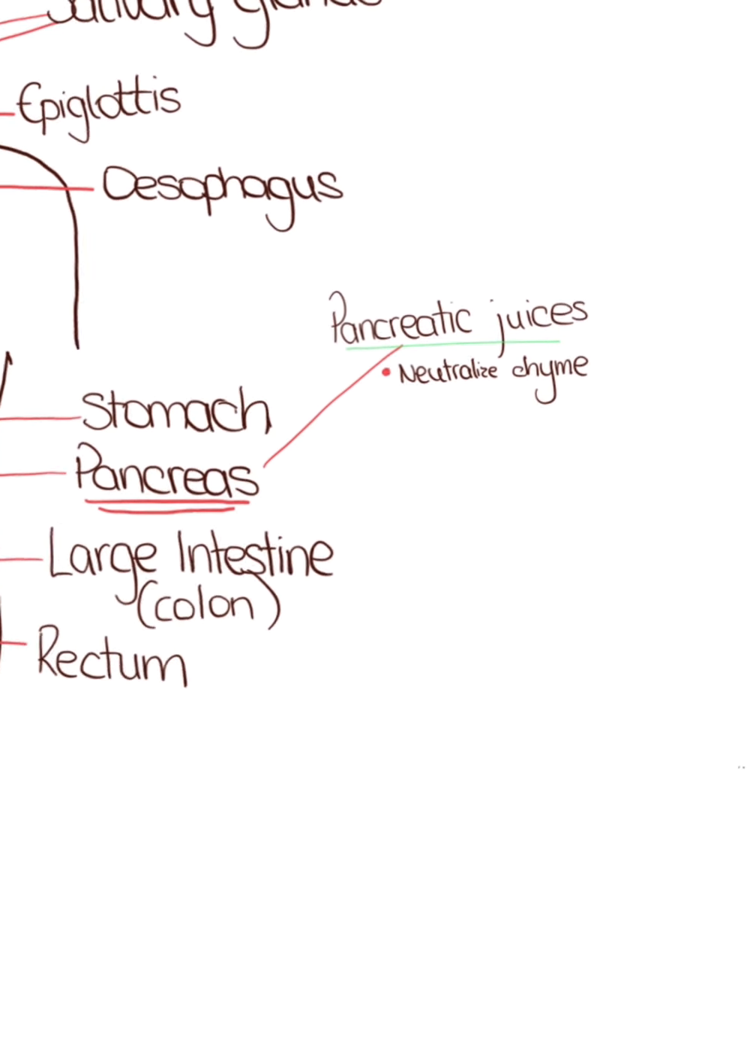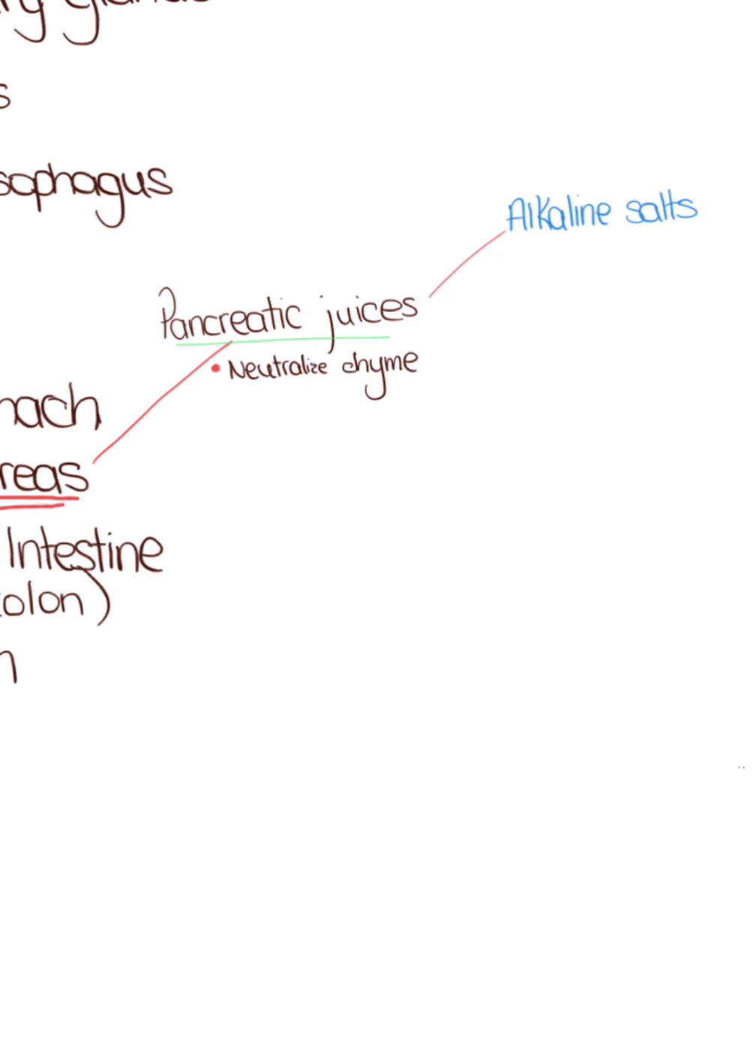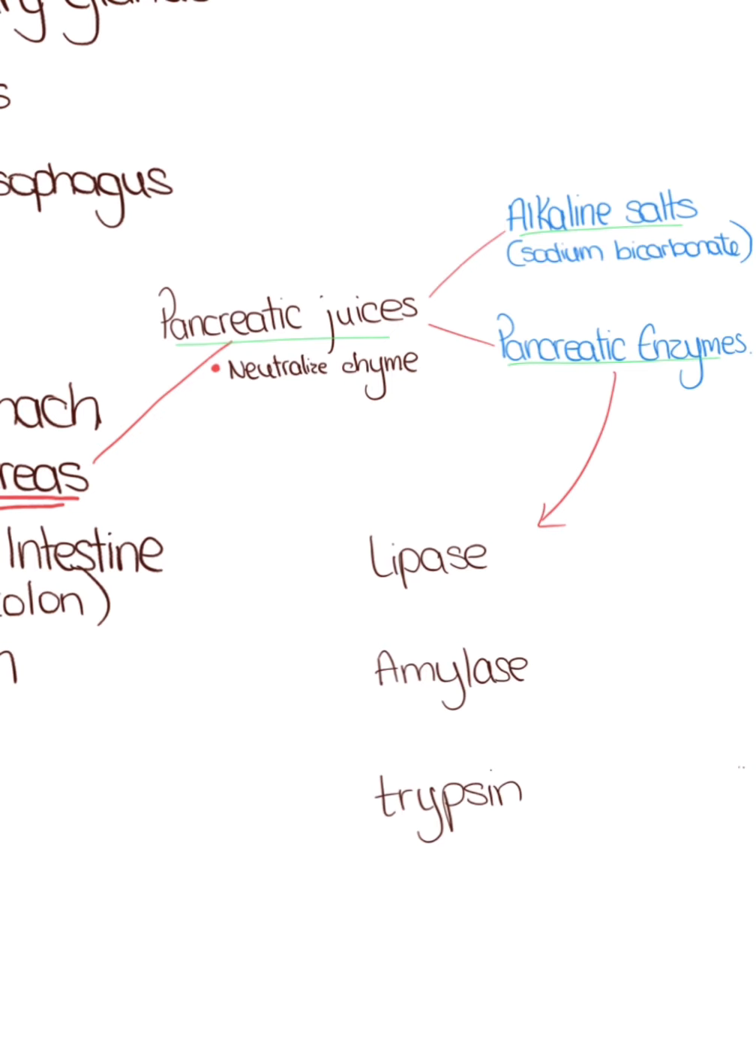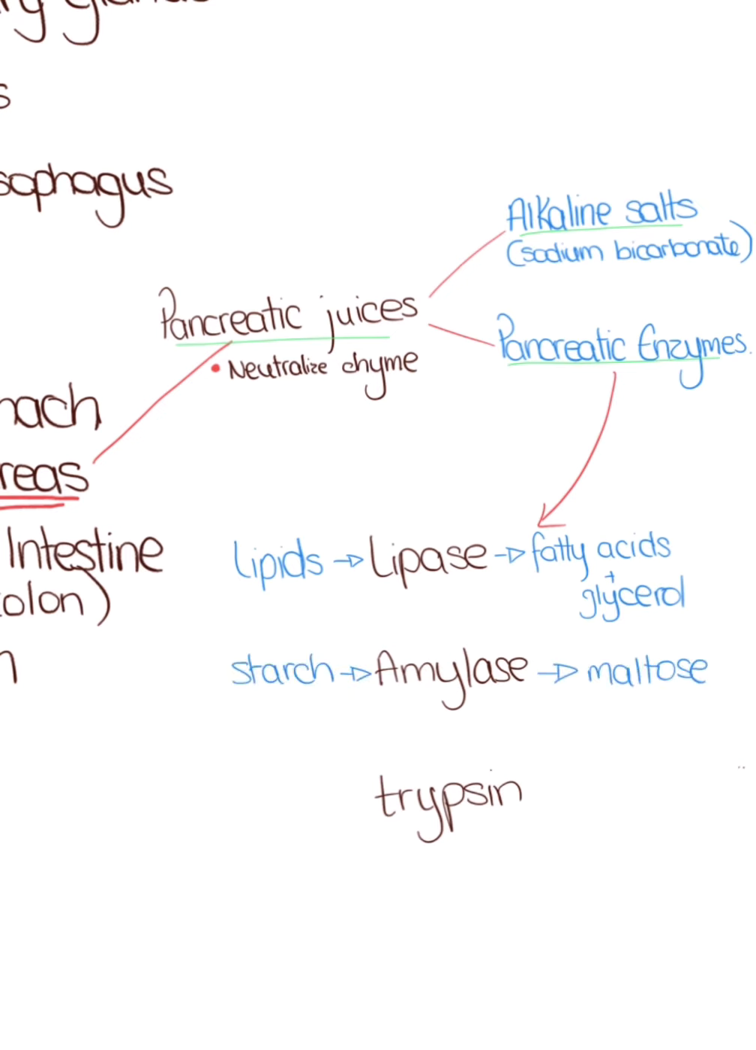The pancreatic juices contain alkaline salts and pancreatic enzymes. The enzymes found in the pancreas are lipase, amylase and trypsin. Lipase digests lipids into fatty acids and glycerol, amylase digests starch into maltose and trypsin digests proteins into amino acids.